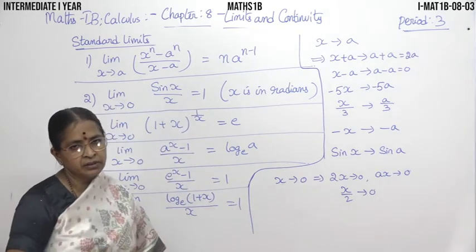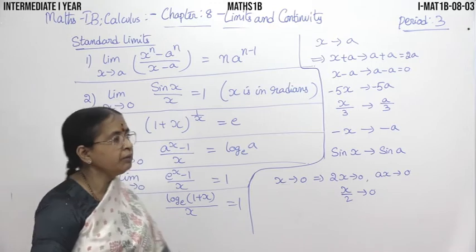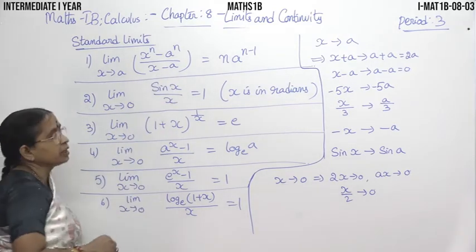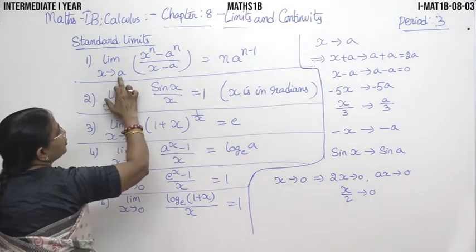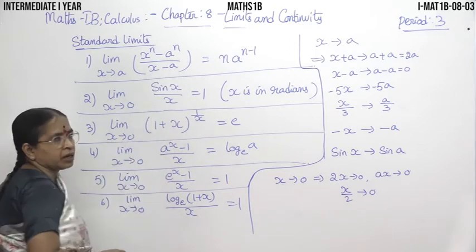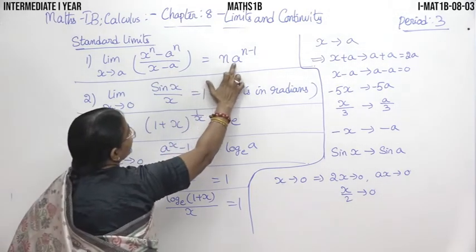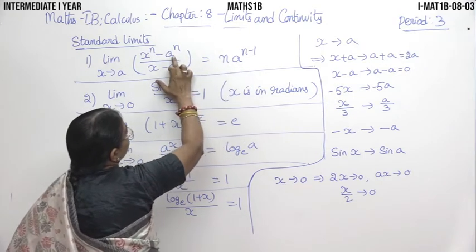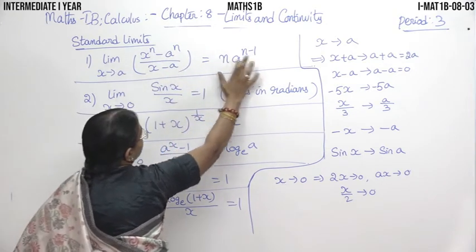The proofs of the standard limits is not necessary. So you should understand the form of these standard limits. Limit x tending to a of x to the power n minus a to the power n by x minus a is equal to n into a to the power n minus 1.